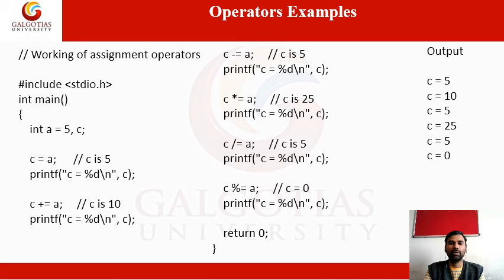And next, c mod a. What is c value? 25. Mod value is 5. There is no remainder. So it's 0. Print it.